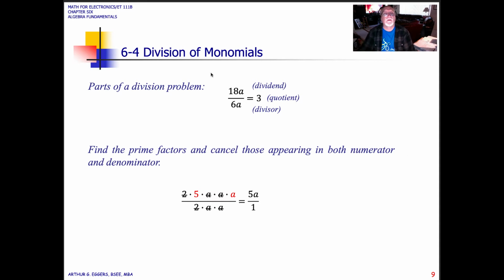Okay, in our division of monomials, 18a divided by 6a gives us a value of 3. Well, in this case, the a's have canceled out. So we have no literals left. We have no variables. Okay, so we end up with just a coefficient or just a real number. If we look for the prime factors and cancel those appearing in both a numerator and denominator, we would end up with, in this case, 2 times 5, a cubed, over 2 times a squared. We end up with 5a as an example.